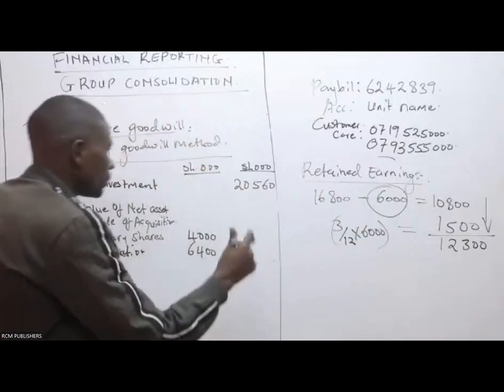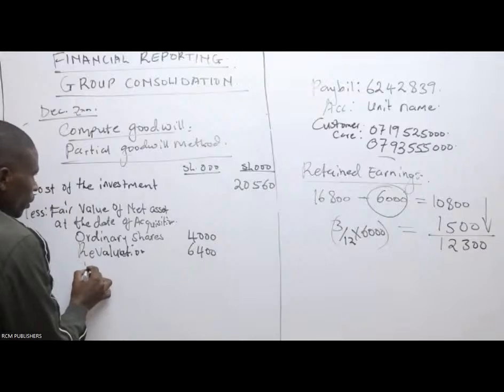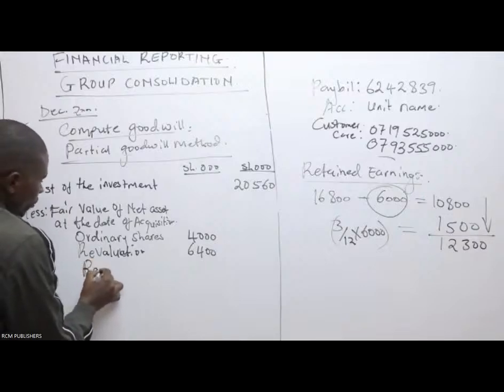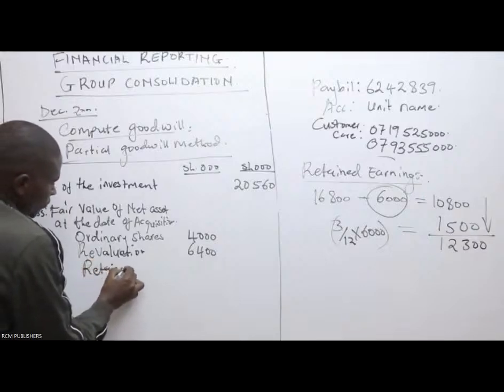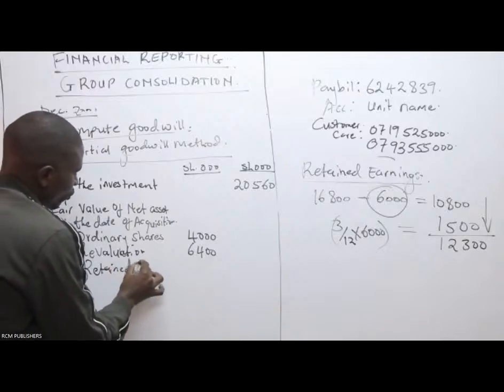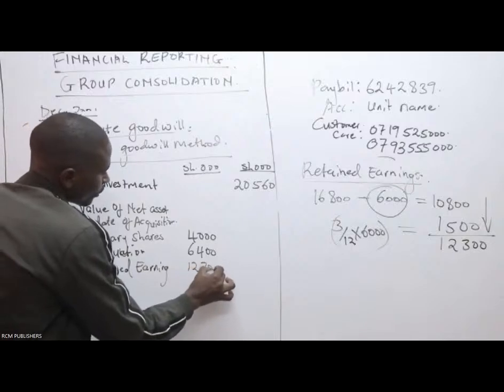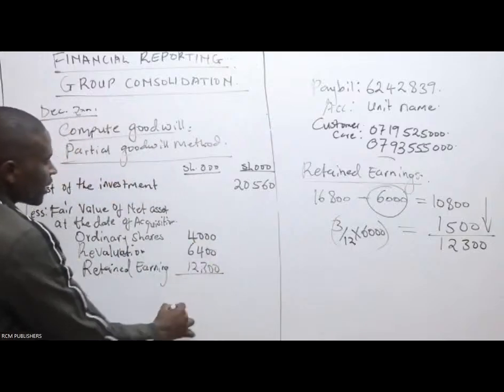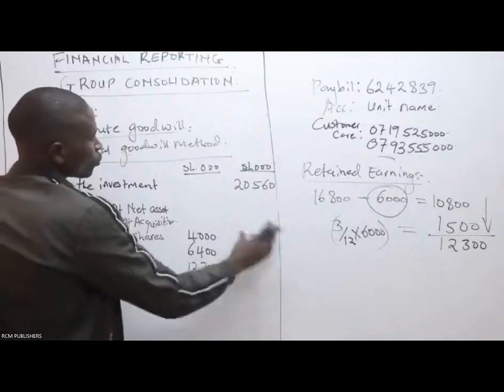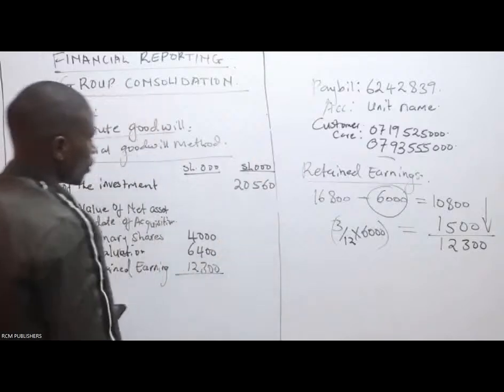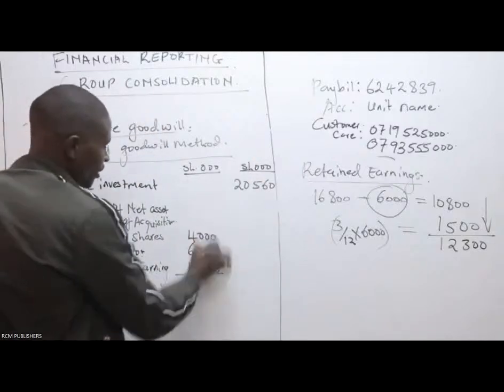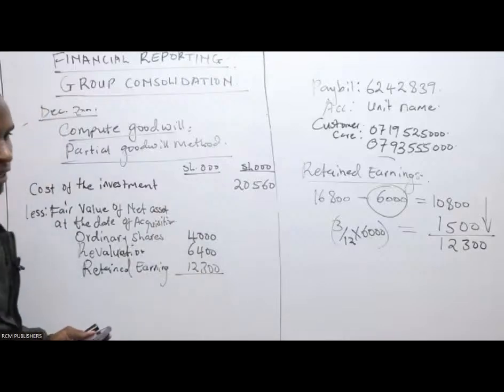%80, but it will be 80%. So we say here, retained earning. We want to put it all in: 12,300. So add all these, then take 80% so that we are able to subtract that. What is 80% of this total? Give me the total here.